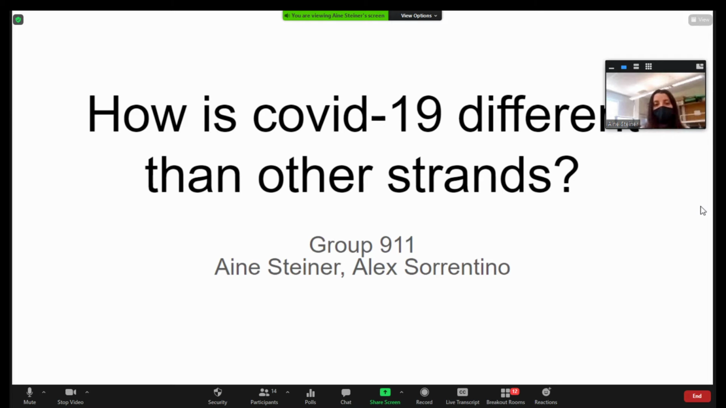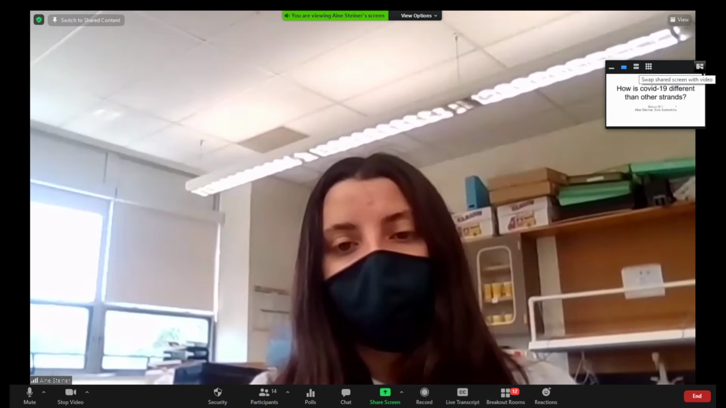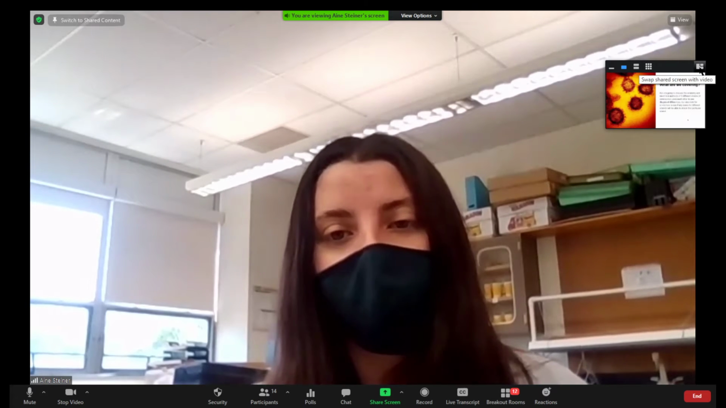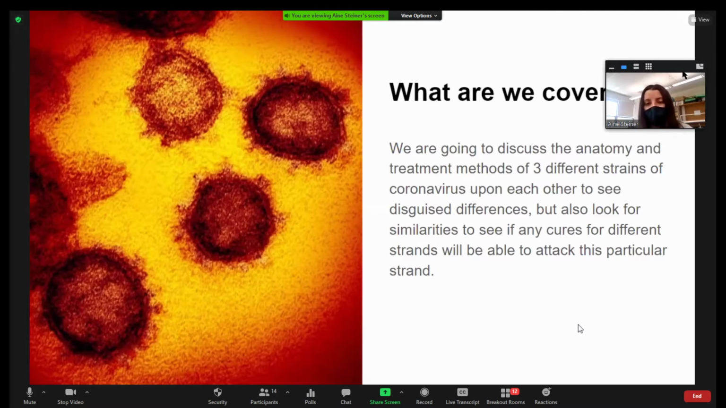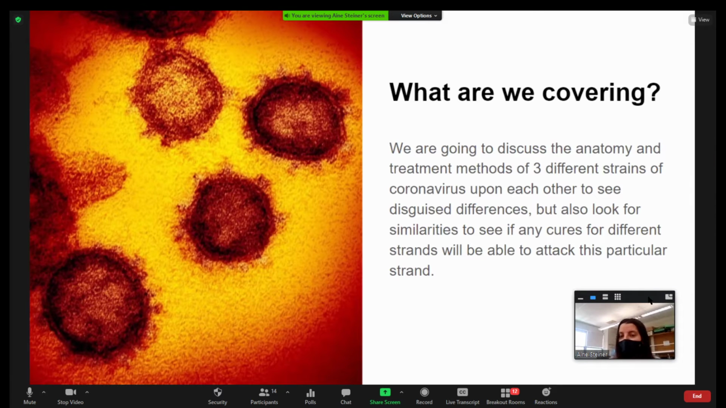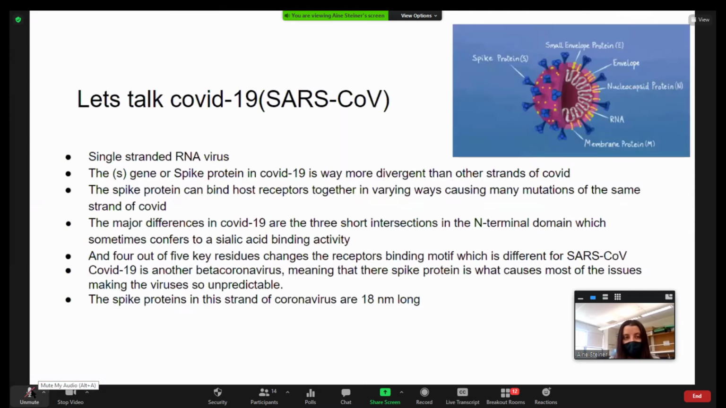Okay, our presentation is on how COVID-19 is different than other strains. This is by group 911. Today we'll be covering the anatomy and treatment of 3 different strains of coronavirus, and we're going to be looking at the differences and some similarities to see if there's anything that can help us cure COVID or just make vaccines or anything better.